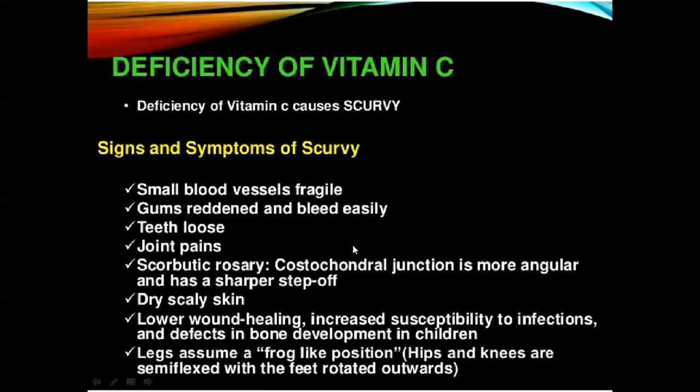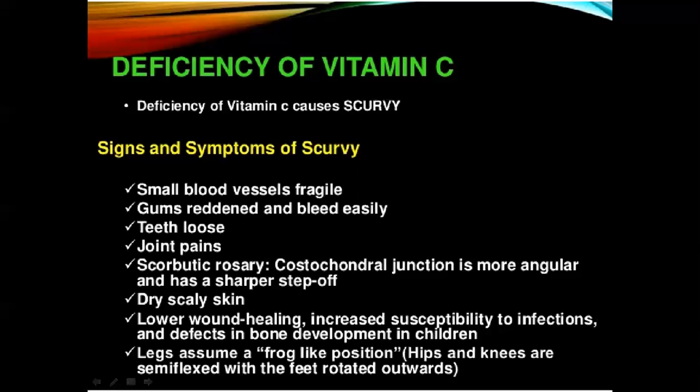And so, signs and symptoms of scurvy. Blood vessels fragile, gums red and bleed easily, teeth loose, joint pains, scorbutic rosary, like the costochondral junction, which is more angular and has a step-off shape. Dry scaly skin, slow wound healing, increased susceptibility to infection, and defect in bone development in children. Legs assume a frog-like position.